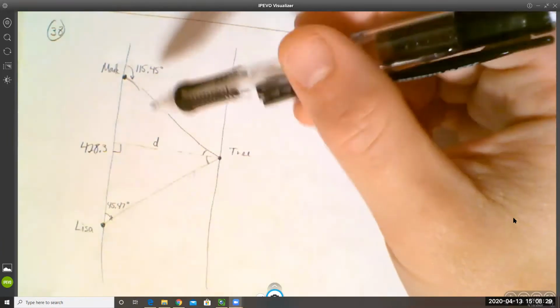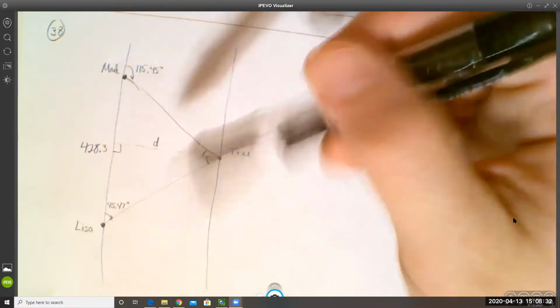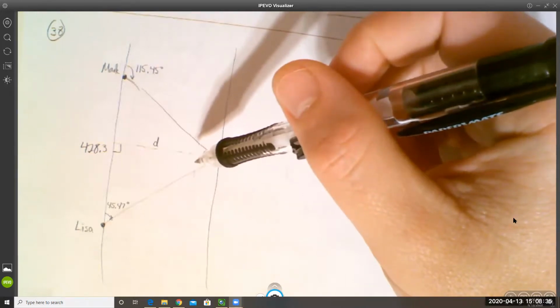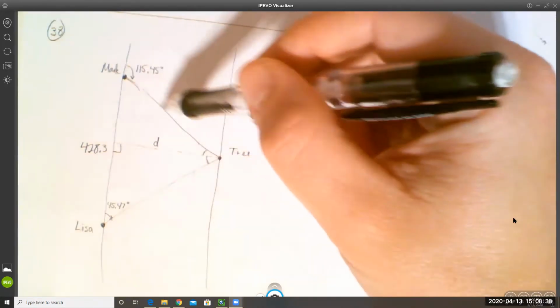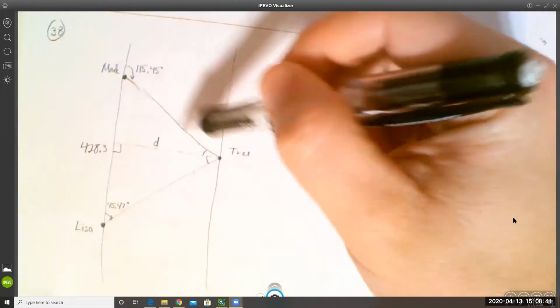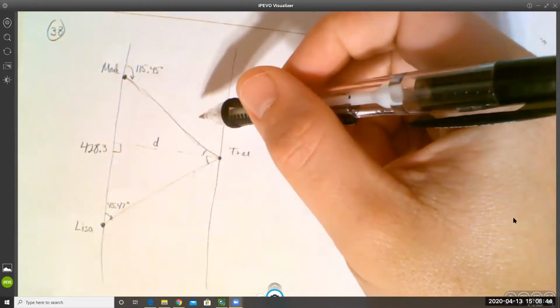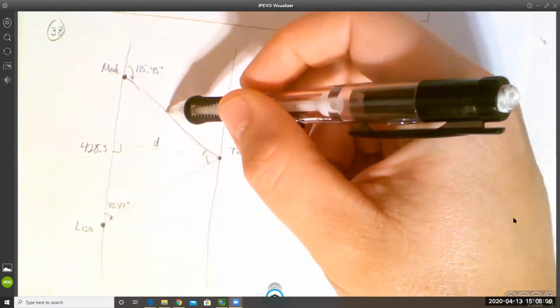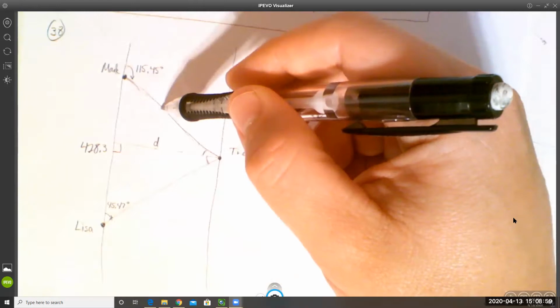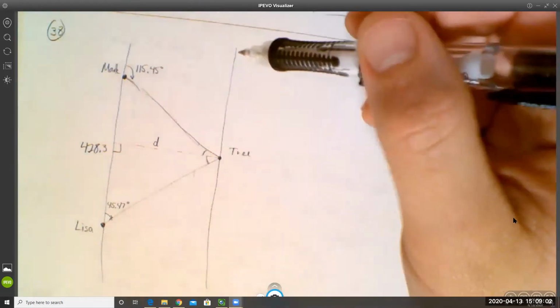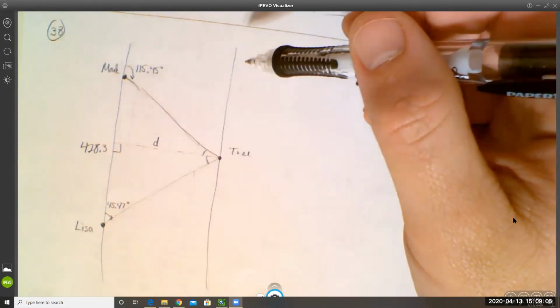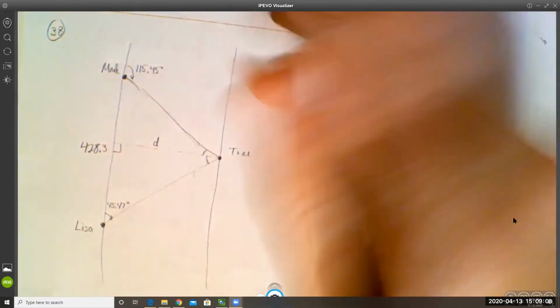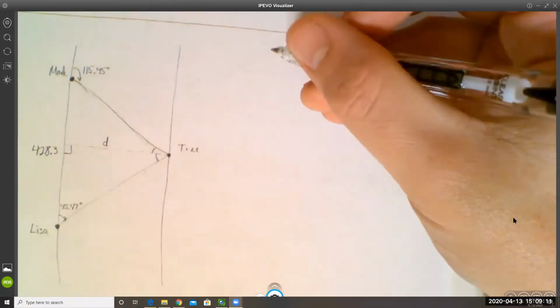So I think what I might have to do is use law of sines to figure out what this side is. And then I would have this angle, this side, or rather, I could think of this right triangle then. I would have this angle, this side. Let's just start working some stuff out.